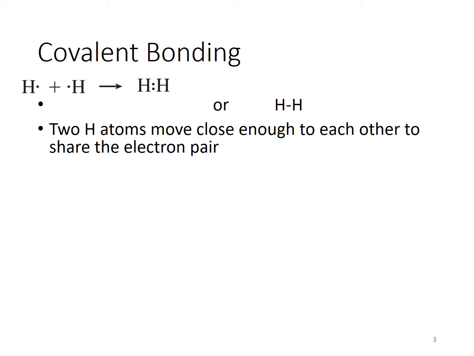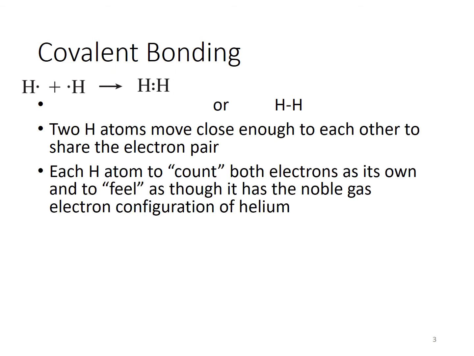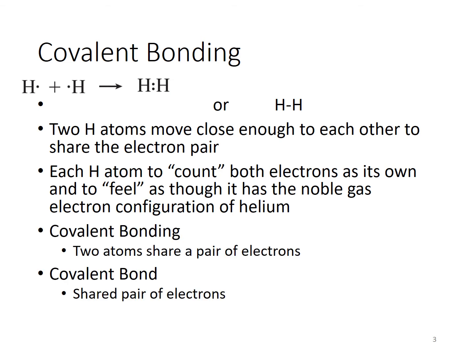This will sometimes be depicted as a line, and in fact, I would say more commonly it is depicted as a line, but that is representing two electrons. Each hydrogen atom counts both of those electrons as its own. So those hydrogens feel as though they have that noble gas configuration. In this case, it's helium, so there are just 2 electrons instead of 8, a duet instead of an octet. So in covalent bonding, two atoms share a pair of electrons, and a covalent bond is that actual shared pair of electrons.